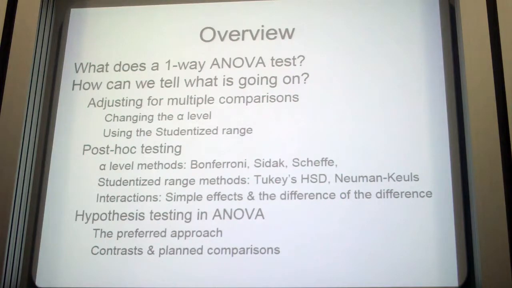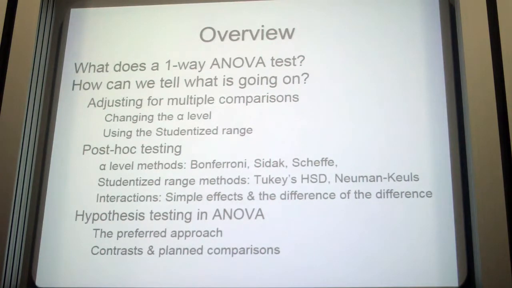We'll then look specifically at post-hoc testing. For adjusting the alpha level, there's Bonferroni, Sidak, and Scheffé. We'll look at studentized range methods. The standard one that's recommended is Tukey's HSD, honestly significant difference. Whether it truly is honest doesn't matter. Newman-Keuls is another one.